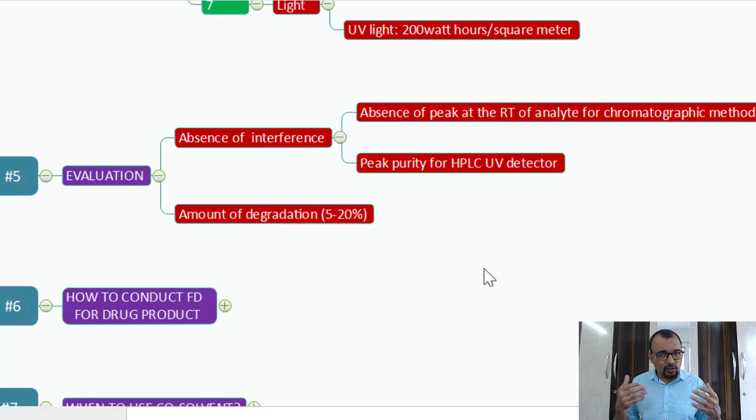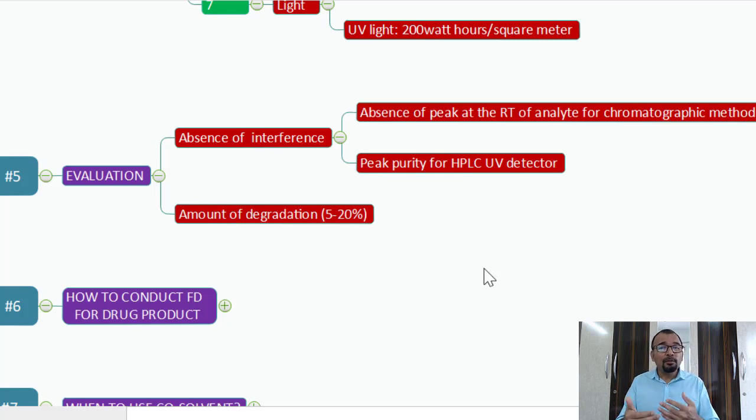If your detector is a UV detector, you will also be able to measure the spectral purity of the peak. And as I said in the earlier session, the amount of degradation you must target should be between 5 to 20%. Now here is another important point. If your molecule is rock stable and it is not getting degraded in any one of the conditions, it is okay.